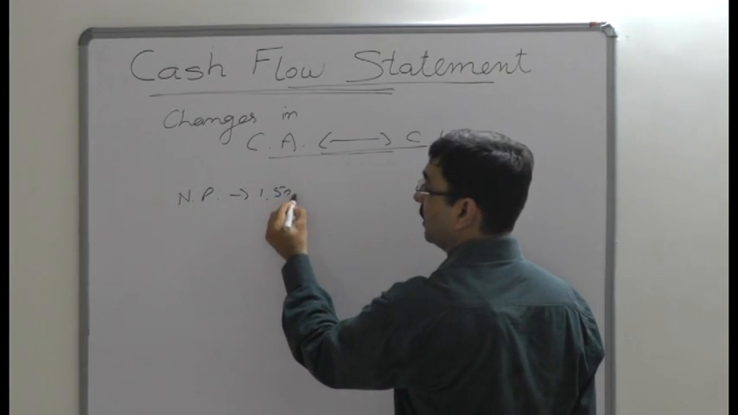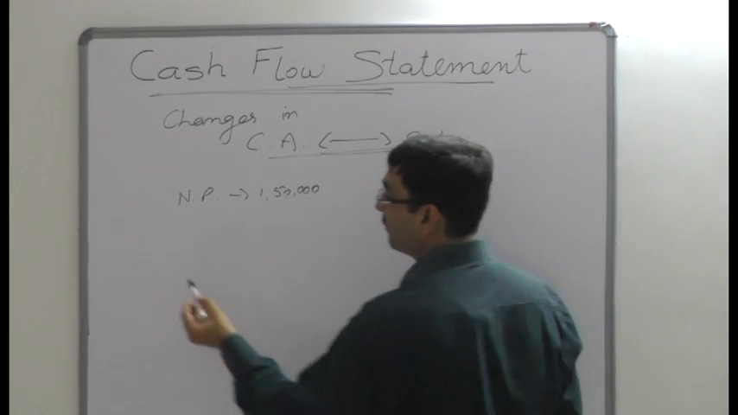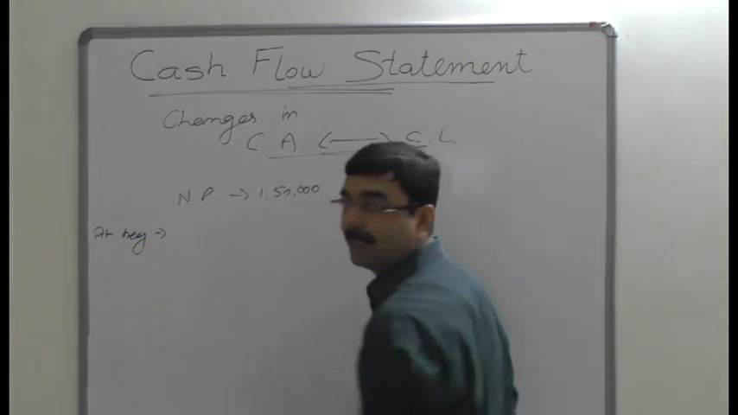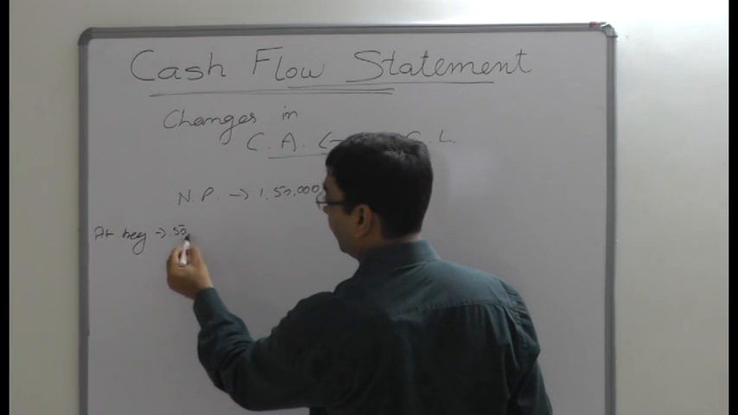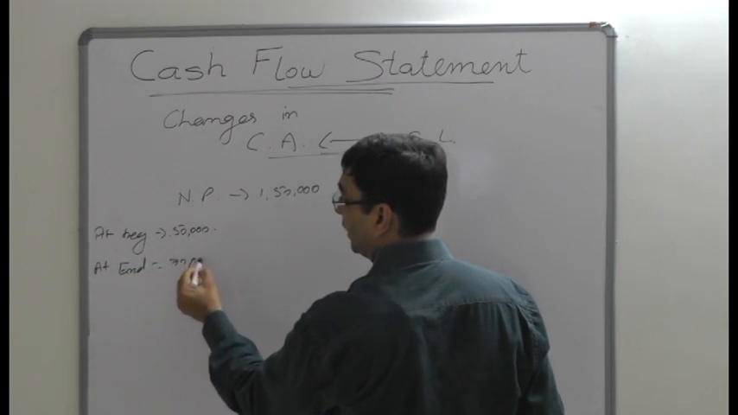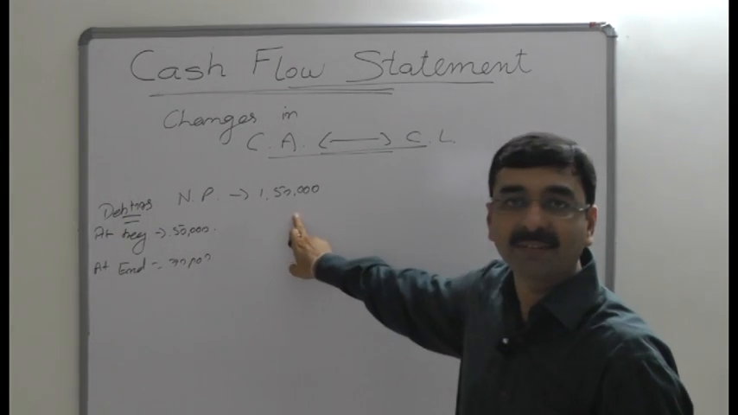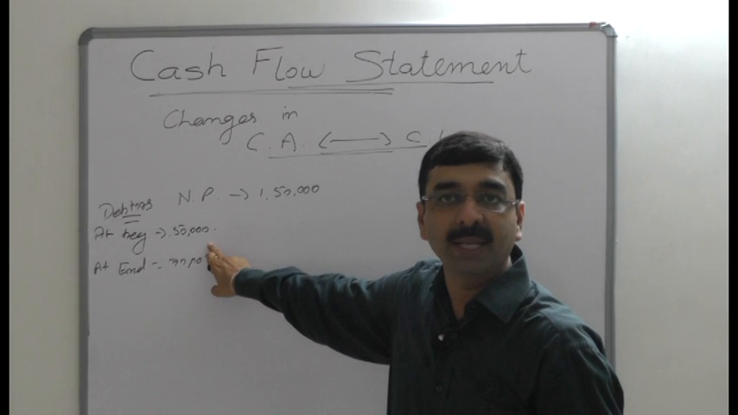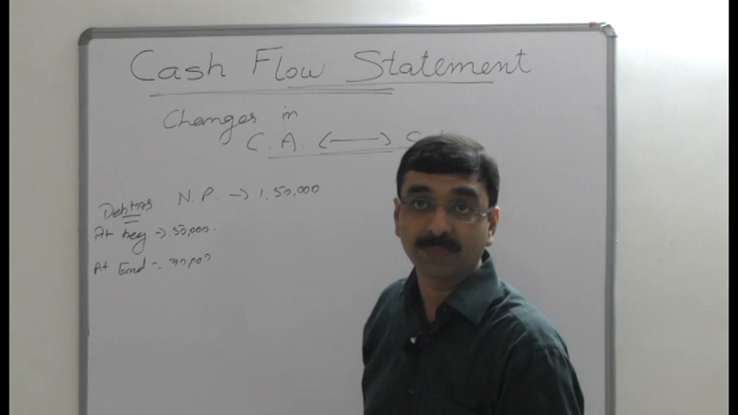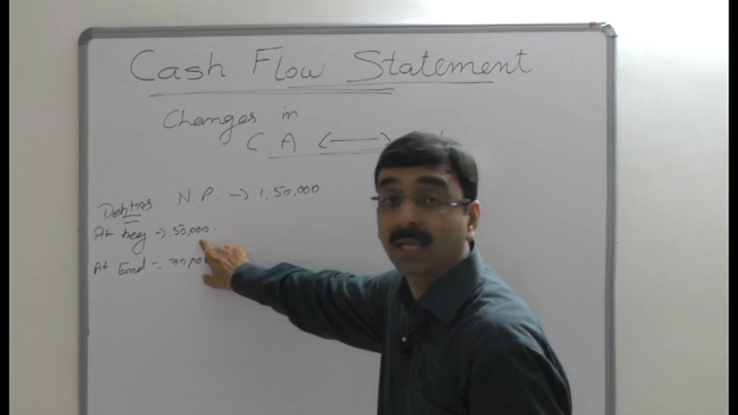Suppose the net profit is rupees 1,50,000 and the debtors in the beginning of the year is rupees 50,000, and at the end it is rupees 70,000. This is the debtors value. Net profit is rupees 1,50,000. Amount of debtors in the beginning is 50,000 and at the end is rupees 70,000. There is a change in the current assets between the beginning and the end of the year.